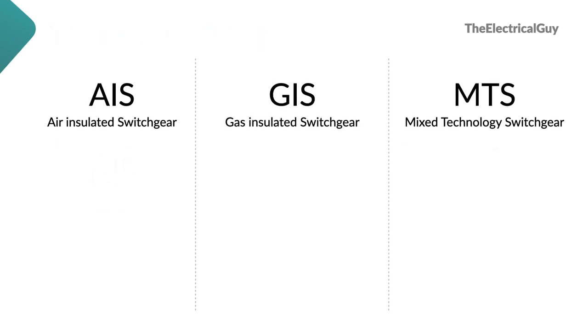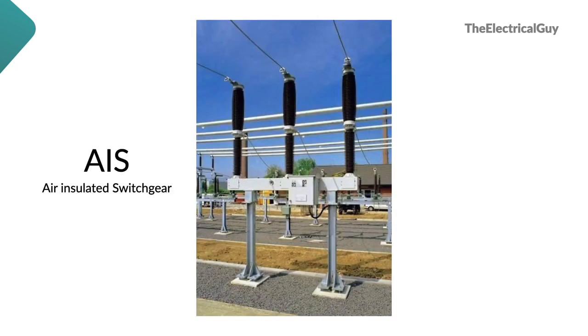So AIS, of course, as the name suggests, the insulation between the phases and to earth is provided by air at atmospheric pressure. As you know, we have three phases, R, Y, and B. The insulation between those phases will be provided by air at atmospheric pressure. So there is no special arrangement provided in that case. So that is AIS or air insulated switchgear.